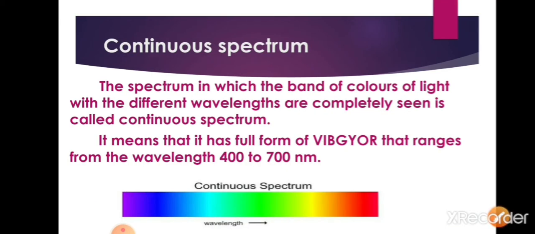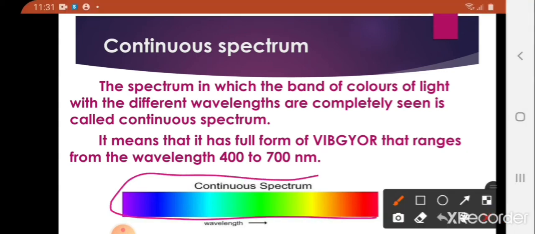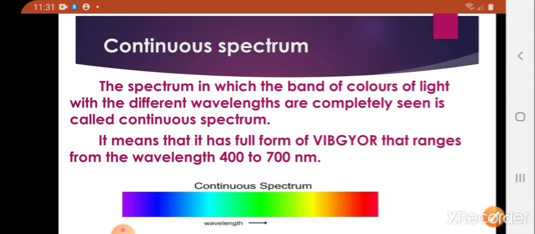Now we have studied the spectrum, which is a band of colors of light with different wavelengths. So we can say what a continuous spectrum is. Such a spectrum having the full form of VIBGYOR is known as a continuous spectrum. That is, it ranges from 400 nanometer to 700 nanometer. This spectrum is known as a continuous spectrum.